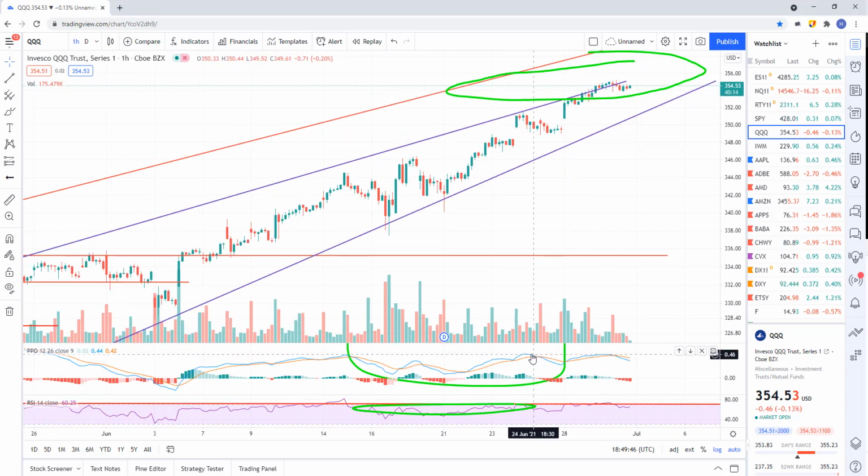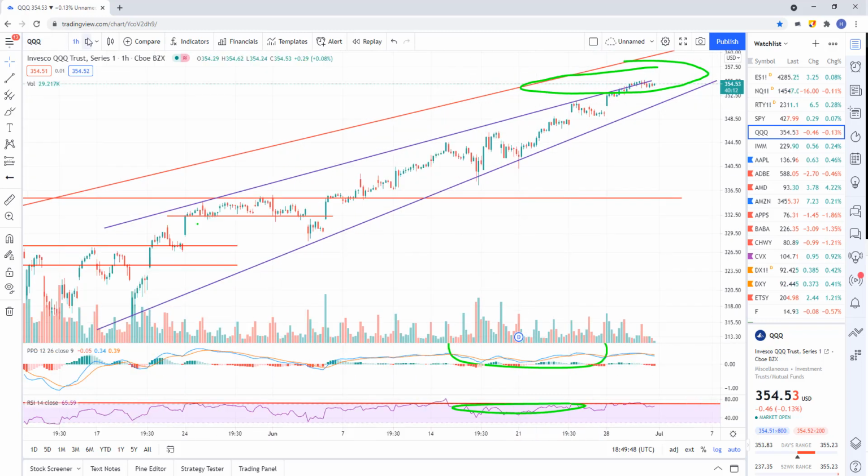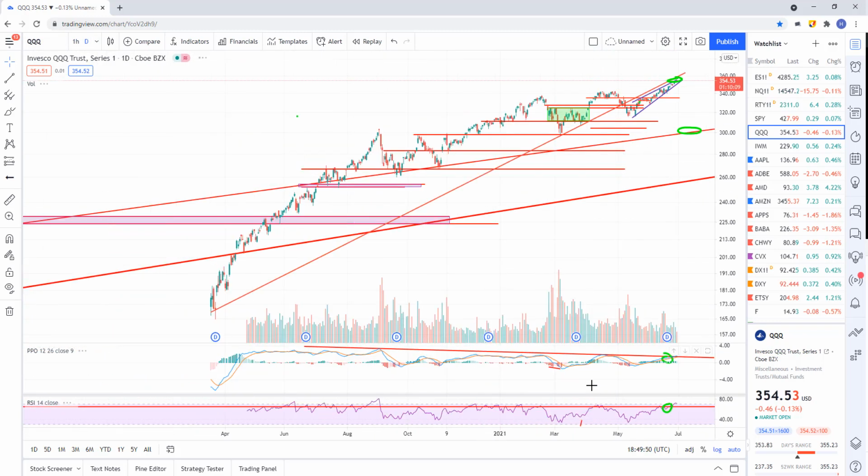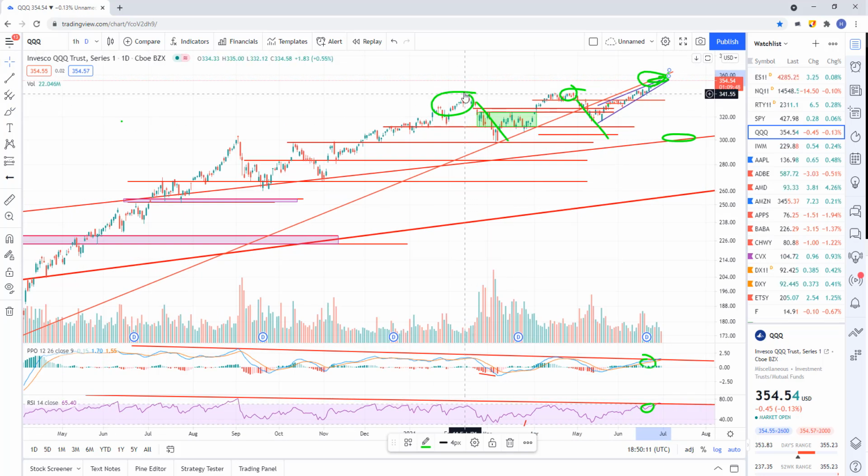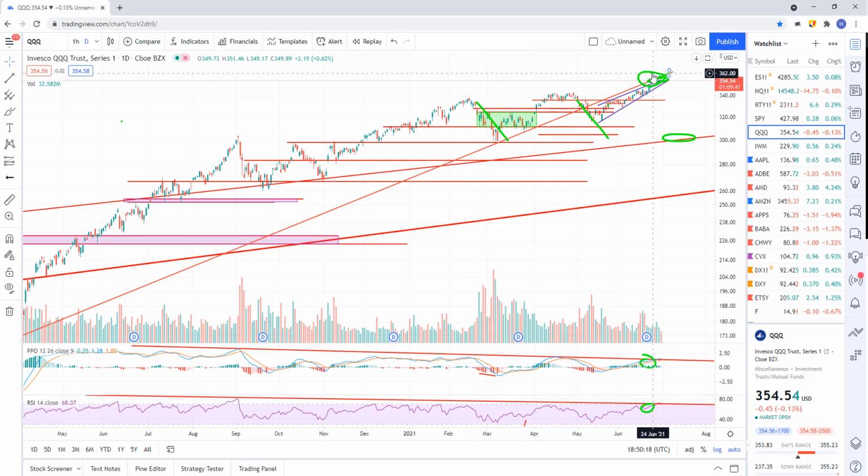We do have slight negative divergence on the hourly, but on the daily, the negative divergence has been building for quite some time. As you can see, the momentum's just been trending down. Each new high in price has been lower in momentum on the RSI and the PPO. So divergent high, sell off, divergent high, sell off, divergent high. What happens next? Well, I think it's likely we sell off. That's happened pretty much each new divergent high that we get, we have a sell-off.